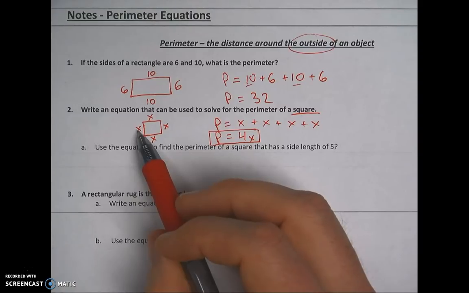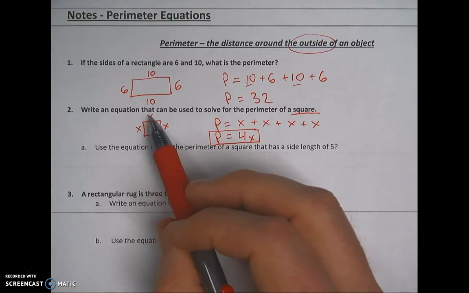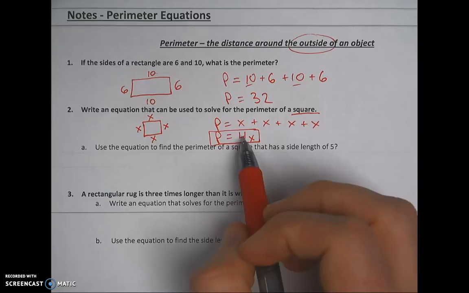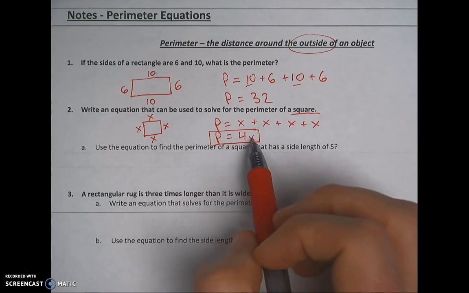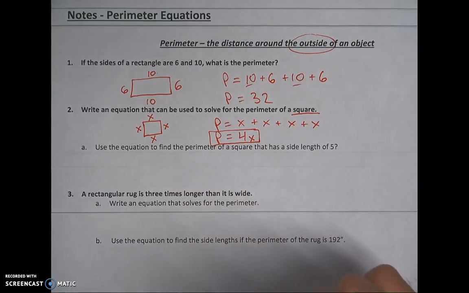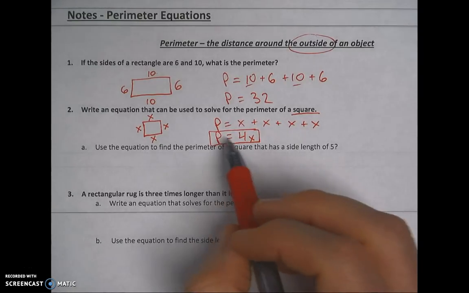So if the side length was 10, you could do 10 plus 10 plus 10 plus 10, or you could just do 4 times 10. Take the side and times it by 4. Okay, so there's the equation with an equal sign for the perimeter of a square.